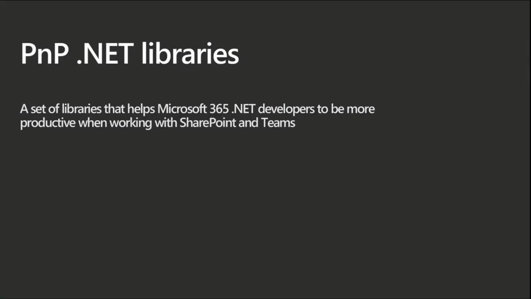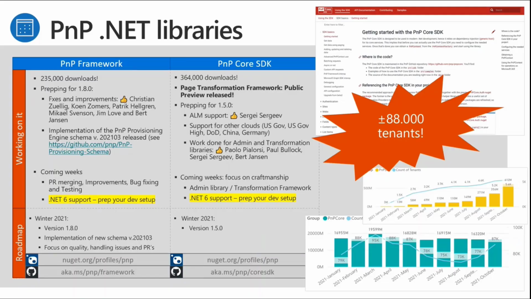That said, we can start talking about the latest news about the community projects that we manage. And we will start talking about the PnP .NET libraries. In the PnP Framework area, we are really proud of the numbers we're making. We are already at 235,000 downloads for the PnP Framework library, and we are working on prepping version 1.8 of the library. In that one, we included fixes and improvements. So we need to thank Christian Zueling, Koen Zomers, Patrick Helgren, Michael, Jim Love, and Bert Jansen for what they did. And we are still working on supporting the PnP provisioning engine schema version 2021-03.